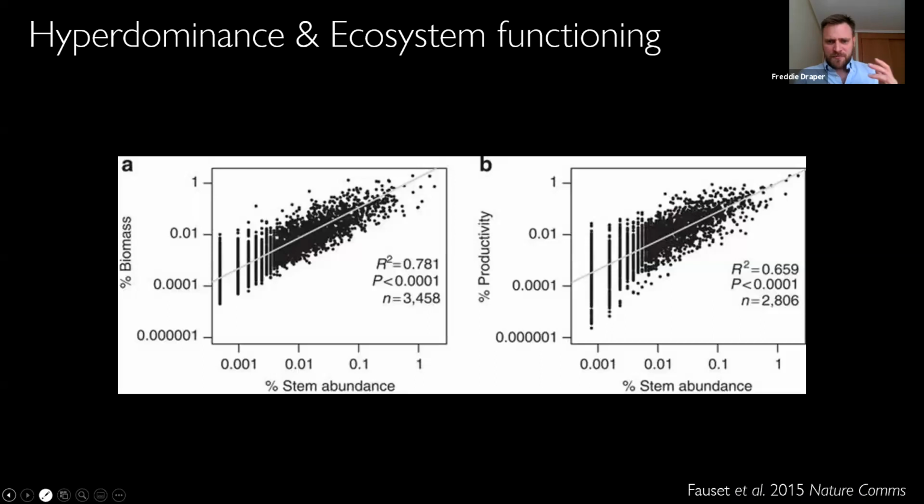So then some other colleagues, Sophie Fauset, published this paper in 2015, where they showed, okay, not only are these hyperdominant species really, really common, but they're also driving important biogeochemical cycling. So they showed that this very small fraction of species is accounting for most of the biomass and the productivity, so the carbon cycling of Amazonian forests. So they have this really, really important role in driving ecosystem functioning.